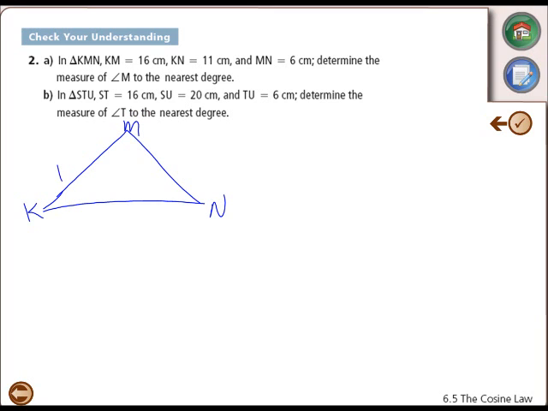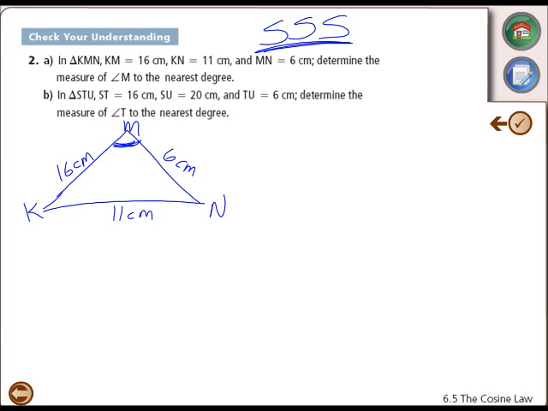Now, K to M, that's 16 centimeters. This now matters that you put the numbers in the right spot. K to N is 11 centimeters, and M to N is 6 centimeters. I've got no angles, but I am looking for angle M. So we've got side, side, side. We can't use sine law either. We've got to use cosine law here, but we're looking for an angle in this one.